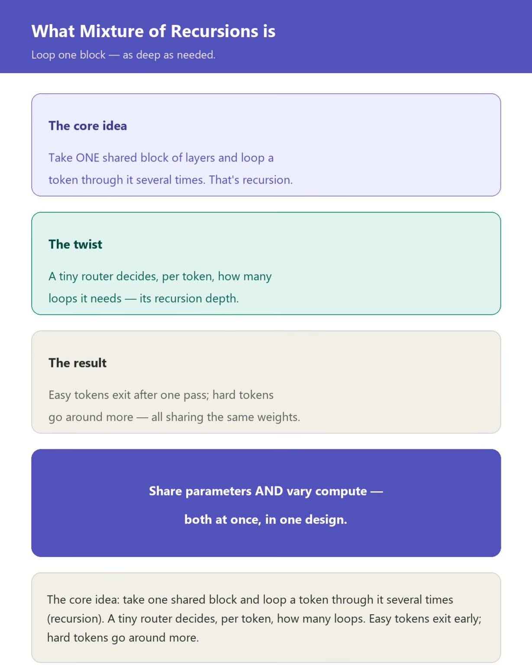Take one shared block of layers and loop a token through it several times. That's the recursion. Then add a tiny router that decides, per token, how many loops it needs. Easy tokens exit early, hard tokens go around more.